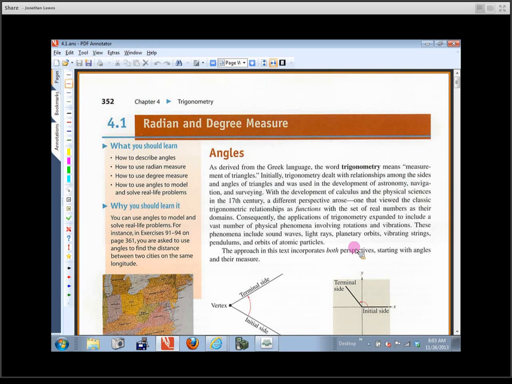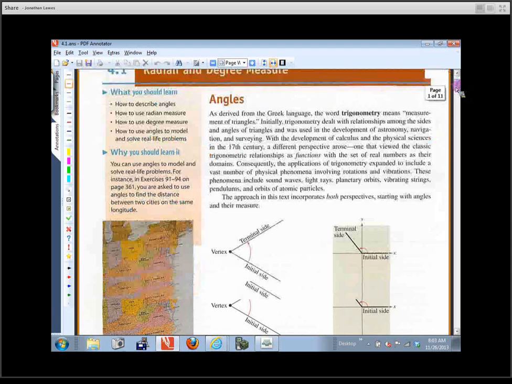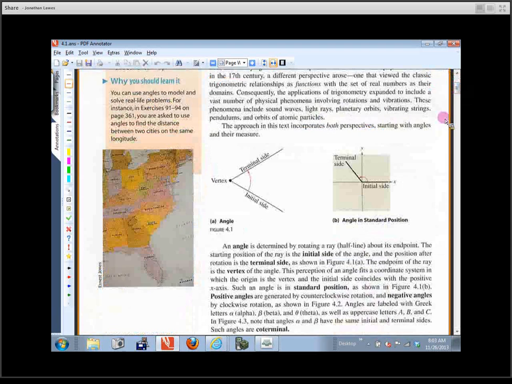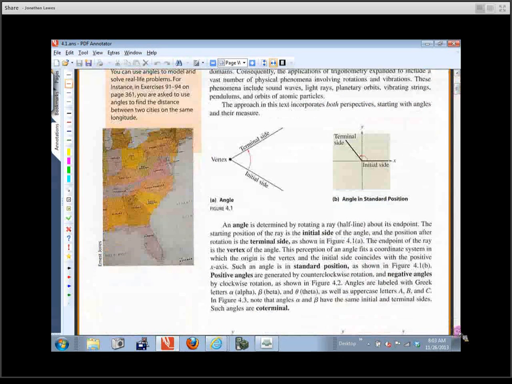So we're going to look at this from both perspectives. We're going to look at things from a triangle perspective, and angles on a triangle and figuring out sides of a triangle, but we're also going to look at uses for trigonometric functions, which we'll introduce next week. So this entire section is about angle measure, radian and degree measure. Just some vocabulary here that you need to keep track of.